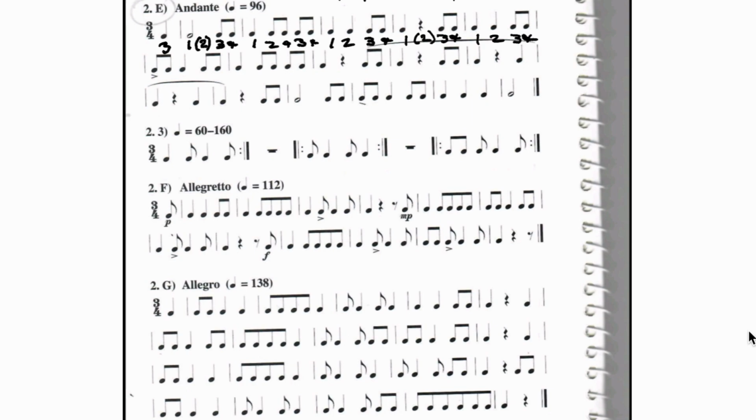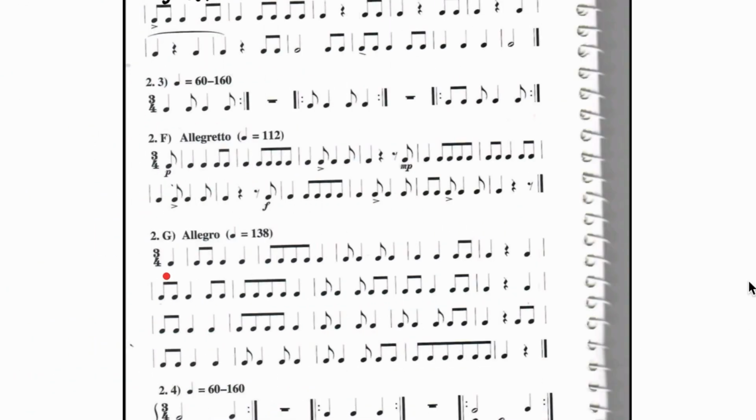Okay, let's look at 2G here, and then we'll do one more example after that, and then we'll stop this video. So this one also has a pickup, and it's a quarter note. What's the last possible thing it could be? It could be a 3. Okay. 1 and 2, 3. 1 and 2 and 3.